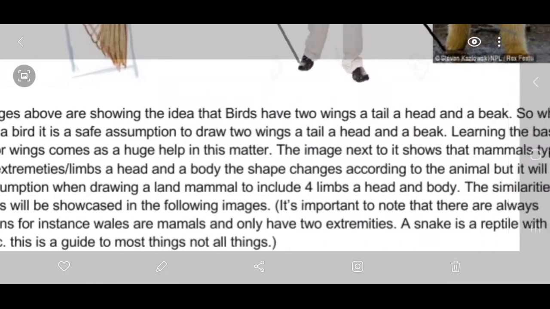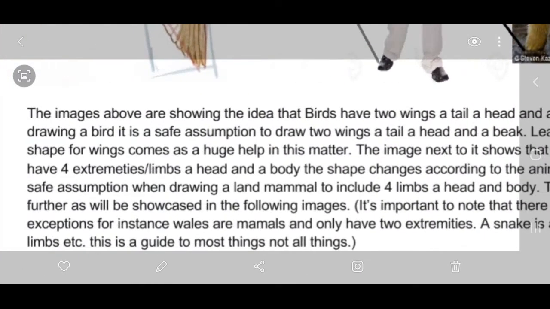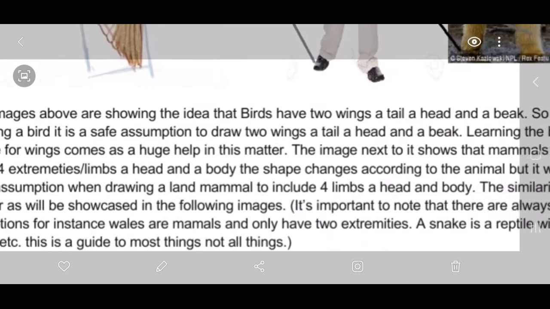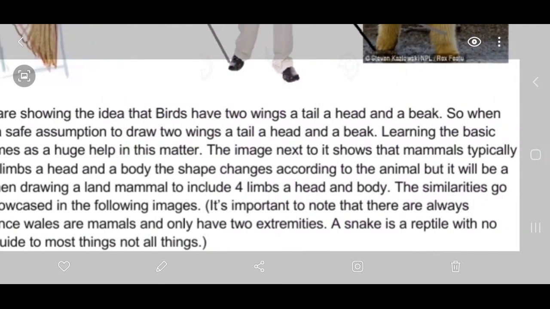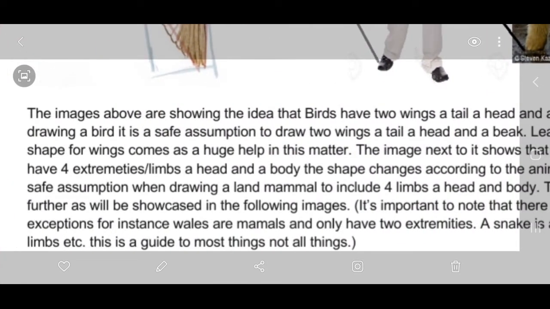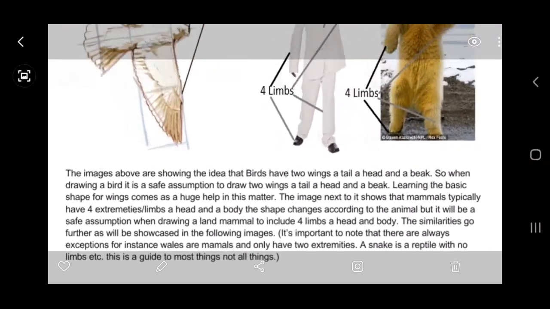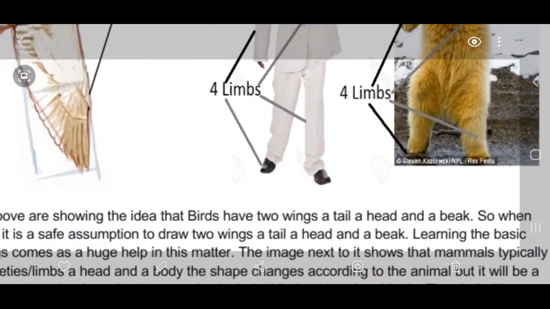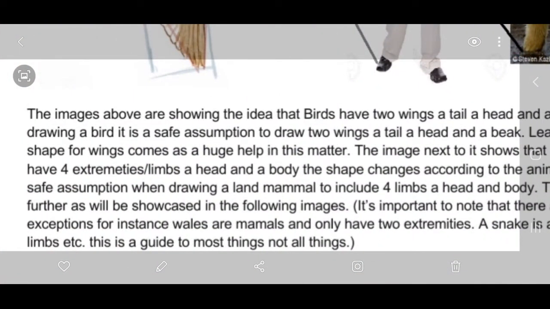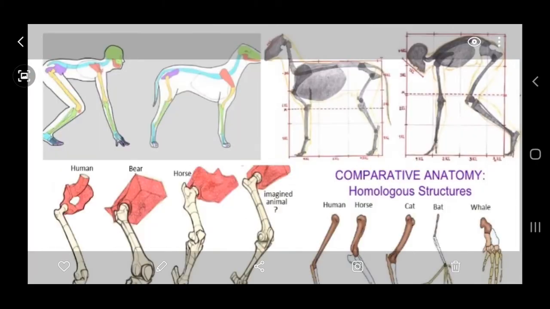It's important to note that there are always exceptions. For instance, whales are mammals and only have two extremities. A snake is a reptile with no limbs. This is a guide to most things, not all things. And again, excuse any misspellings. And here I do write these things myself. There is another page to this handout, and I'm going to go ahead and read that now.